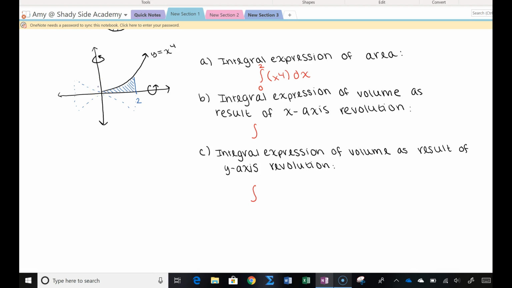Okay, I don't really know which one's in terms of x and which one's in terms of y. What I'd like you to do for parts B and C is sketch the solid. Do it because it will avoid all things. It would avoid doing the work. Well, you know what I mean.